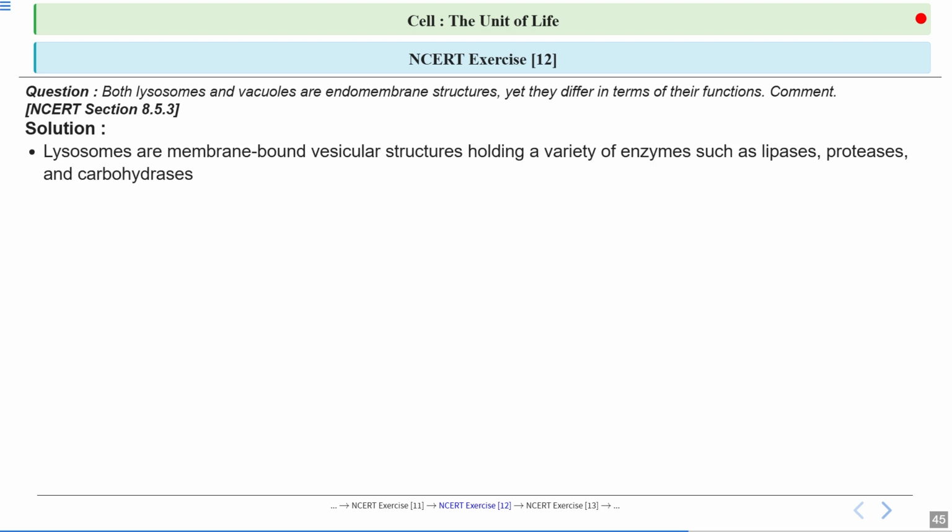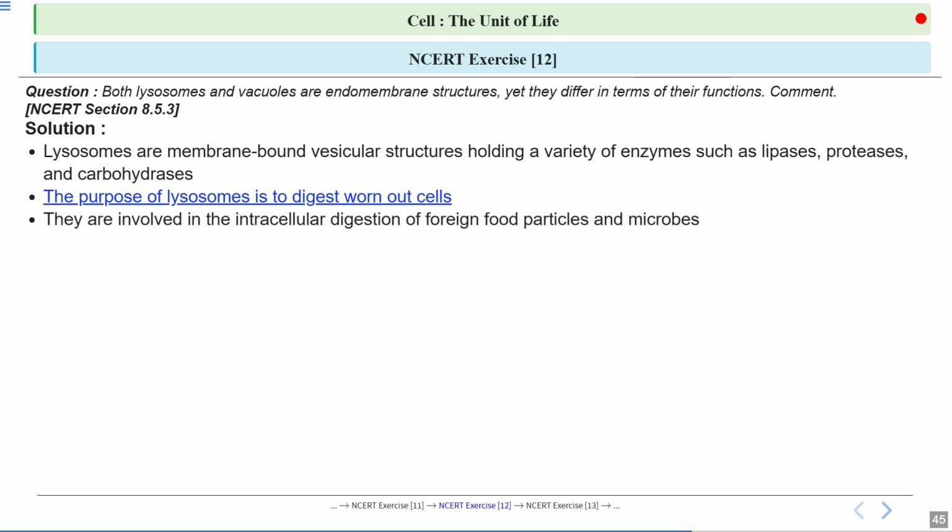Now, lysosomes are membrane-bound vesicular structures holding a variety of enzymes such as lipases, proteases, and carbohydrases. The purpose of lysosomes is to digest worn-out cells. So, lysosomes are also known as suicidal bags. They consist of digestive enzymes. They are involved in intracellular digestion of foreign food particles and microbes as well. Sometimes they act as suicidal bags also.